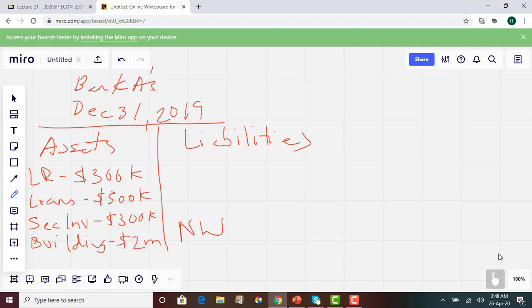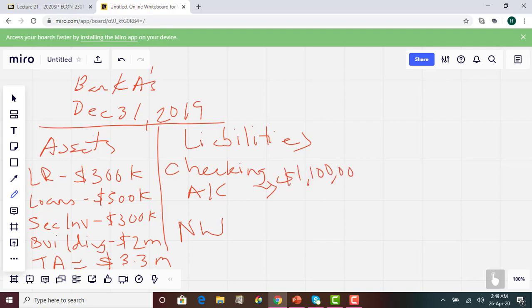So total assets equals 300 plus 300 is 600. 600 plus 500 is 1.1 million. 1.1 million plus 2 million is 3.3 million. That's the total assets of the bank. Now let's say the liabilities: we assume this bank only has checking account deposits, no savings accounts, but they might have. And then the balance is 1.1 million. That's the only liability.